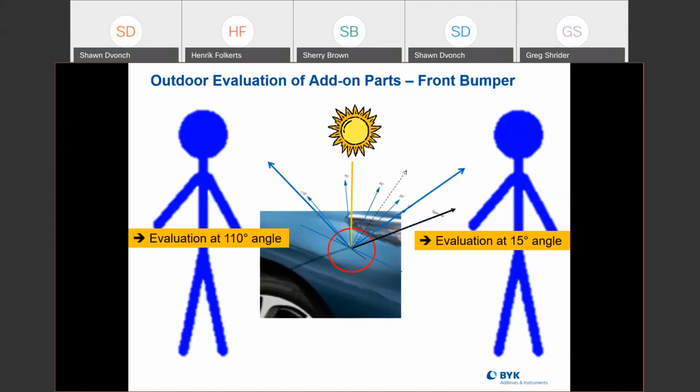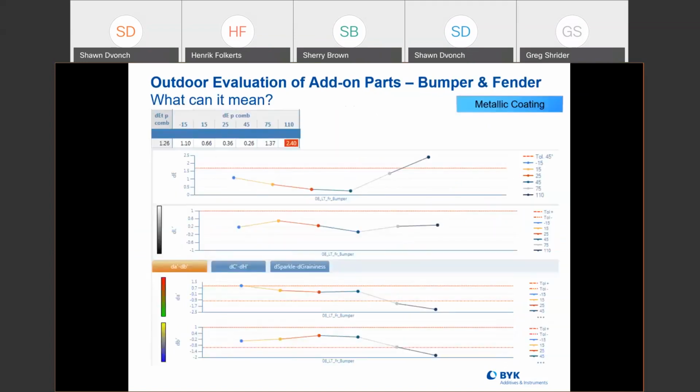So if I look at the data, you can see that my angle would be the 15 angle, where my data looks really good at 0.66 for delta E combo, and the 110 angle is actually out of spec at 2.43 or 2.40. So it's important you know what angle you're looking at, or even if you try to look at the same angle as someone else, if they're not agreeing with what you see, maybe it's just because of the angle that they're looking at.